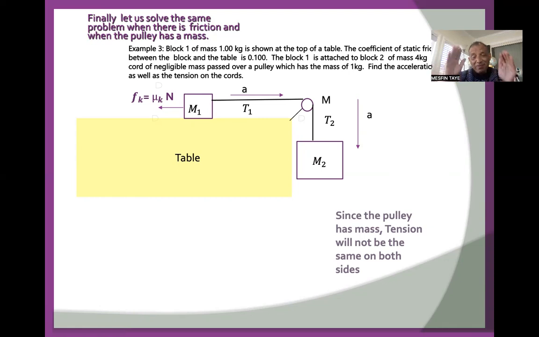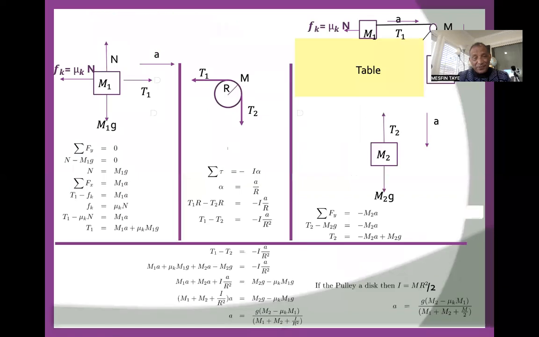Now the acceleration is going to be even smaller, because you have resistance, the friction term slowing it down, and because the pulley has a mass, it's going to resist also. Okay, and then what can I do now to solve this problem?